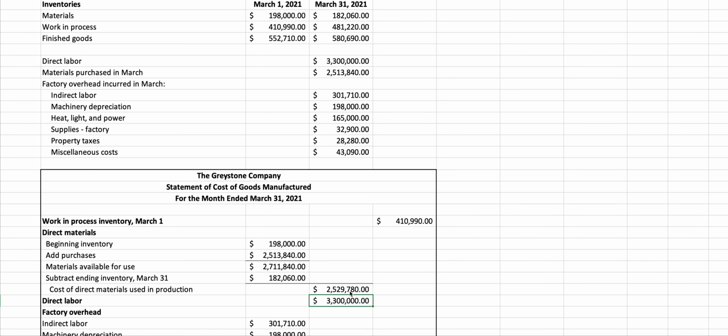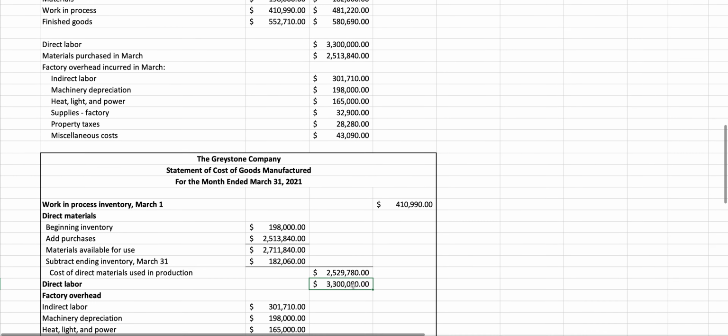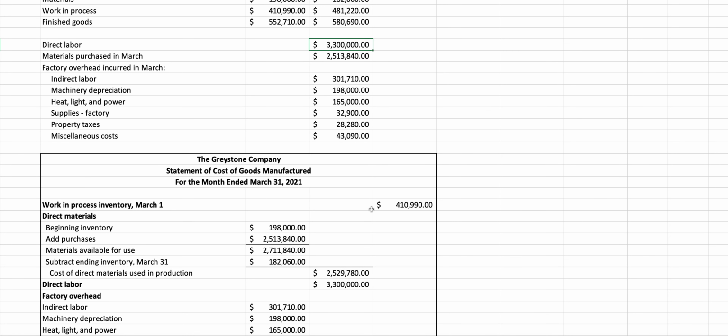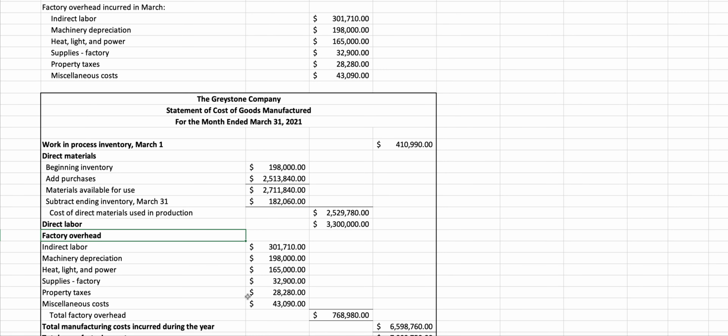Now, we were told what our direct labor was, but again, there's someone who is watching how many hours people work on each particular job. Again, 3.3 million, we were told that up here. And then we want to look at our factory overhead. And for our factory overhead, we were provided all of that information above.